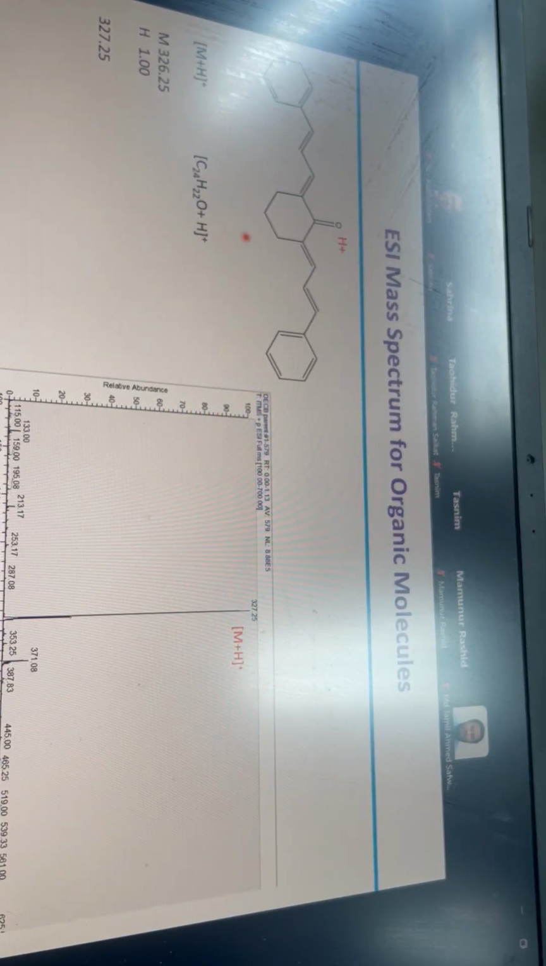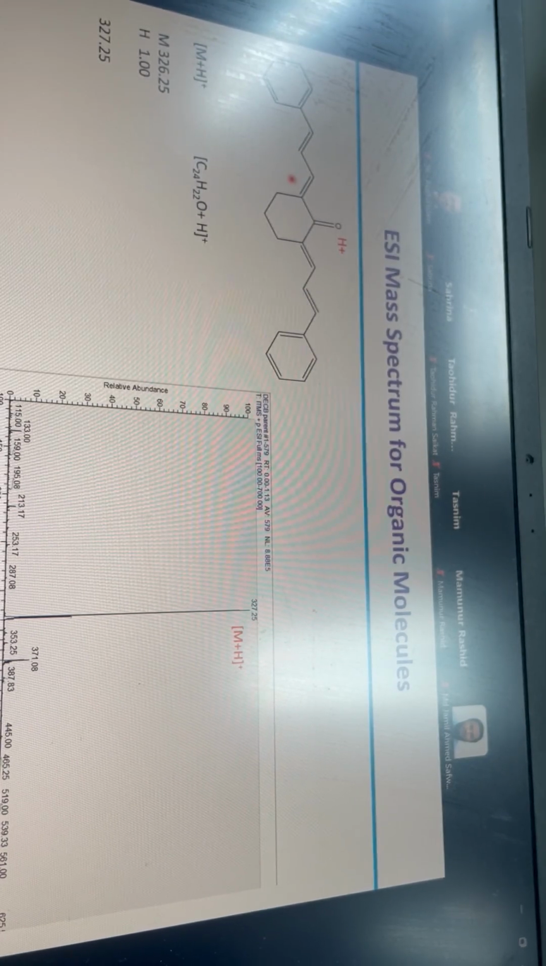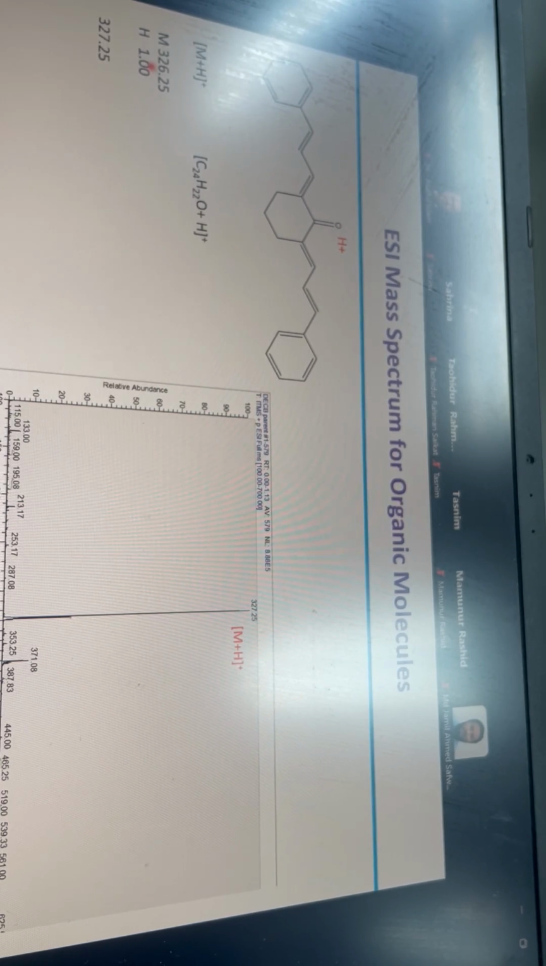And then if you run this sample using the mass spec ESI technique, you will only see one big peak. This is a compound synthesized by my colleague in his lab, and the mass of this compound is 326. In ESI, only hydrogen will be attached to the analyte. So one hydrogen is attached, the theoretical mass after adding hydrogen is 327, and you only see 327.